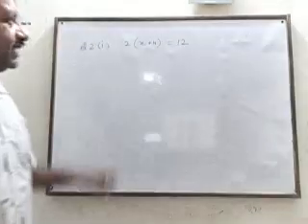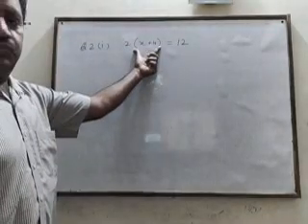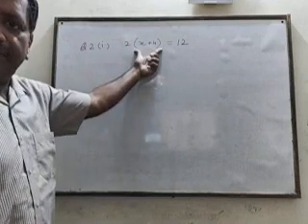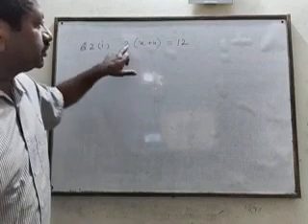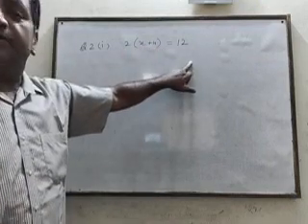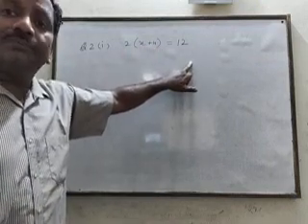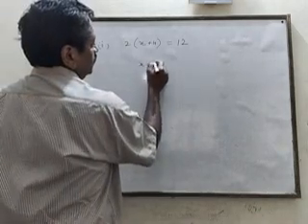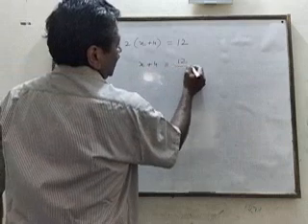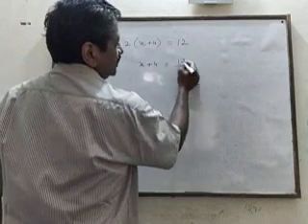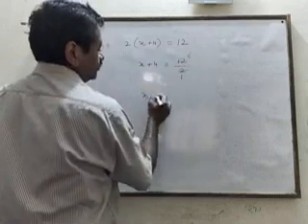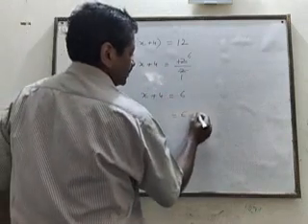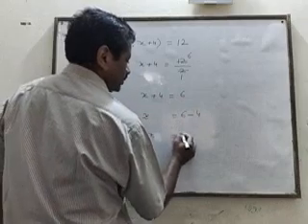Now here you can see that this 2 is multiplying with the complete left hand side. So this can be shifted to the right hand side and it will go in the division of the complete right hand side. So x plus 4 is equal to 12 upon 2. Cut it: 2 ones are 2, 2 sixes are 12. x plus 4 is equal to 6. x is equal to 6 minus 4. x equal to 2.